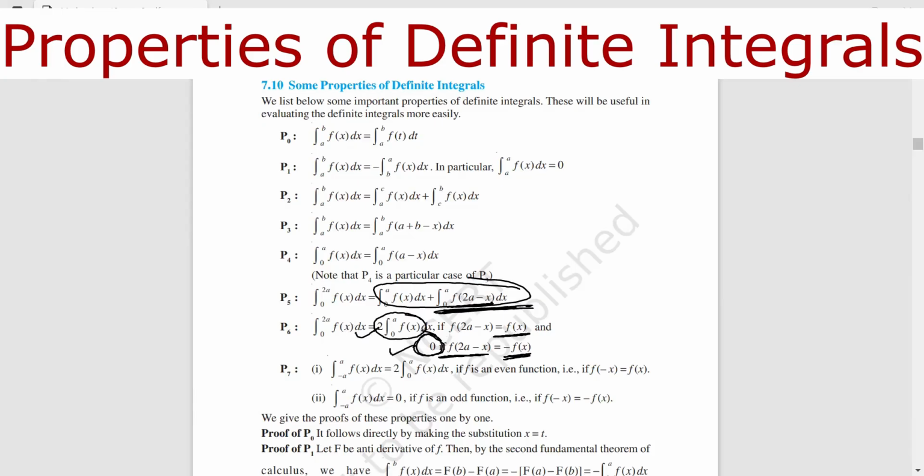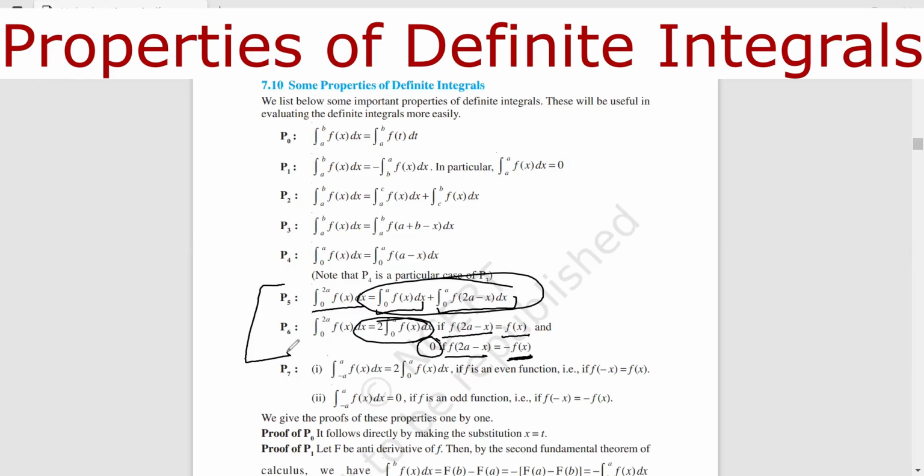So this is also an important property: if we have integral 0 to 2a f(x) dx, then we can write it as 0 to a f(x) dx plus 0 to a f(2a - x) dx. But if f(2a - x) is equal to f(x), then in place of this we can write this. But if f(2a - x) is equal to minus of f(x), then we can write the answer as 0, because the two will cancel out and the answer will be 0. So this is one property. We take both together.